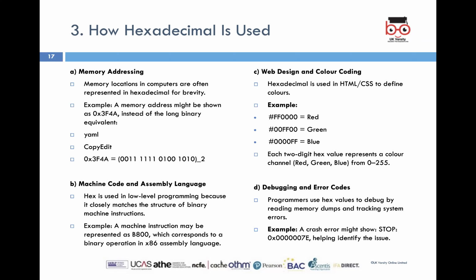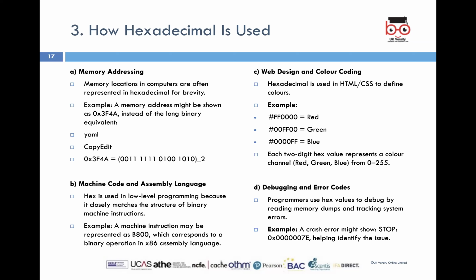Web design and color coding. Hexadecimal is used in HTML and CSS to define colors. For example, hashtag FF0000 equals red, hashtag 00FF00 equals green, and hashtag 0000FF equals blue. Each two-digit hex value represents a color channel, red, green, blue, from 0 to 255.